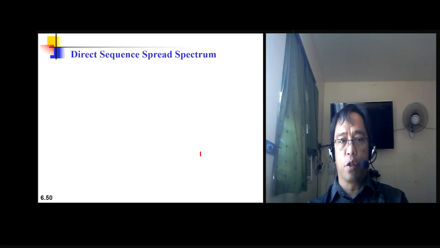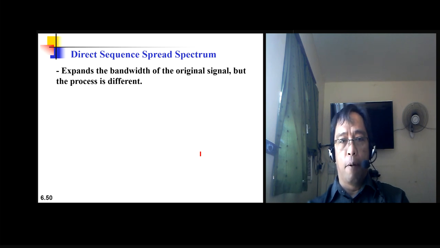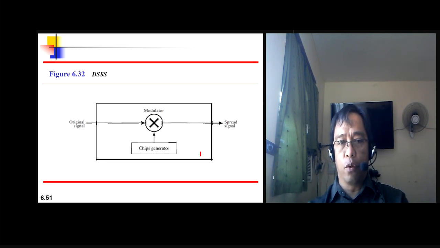Direct sequence spread spectrum expands the bandwidth of the original signal, but the process is different. In DSSS, we replace each data bit with n bits using a spreading code. In other words, each bit is assigned a code of n bits called chips, where the chip rate is n times that of the data bit. Figure 6.32 shows the DSSS.